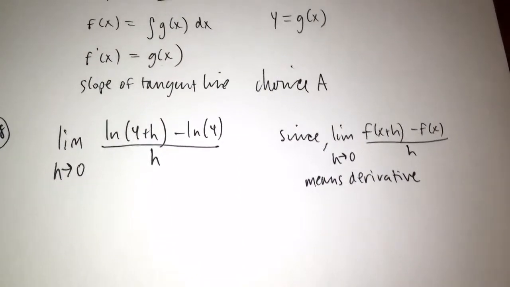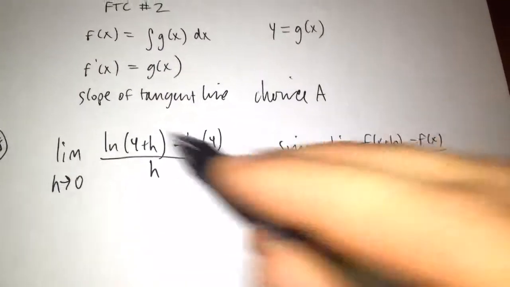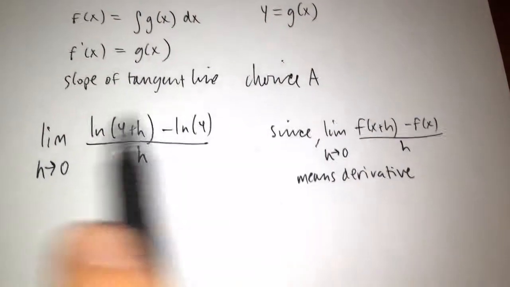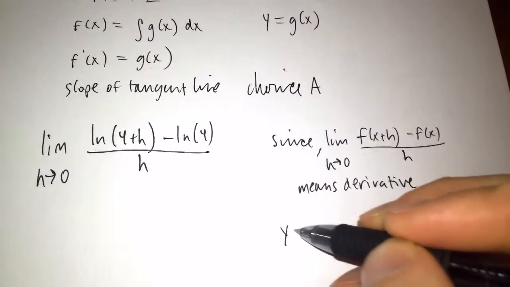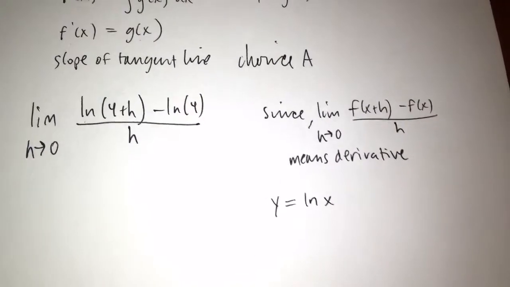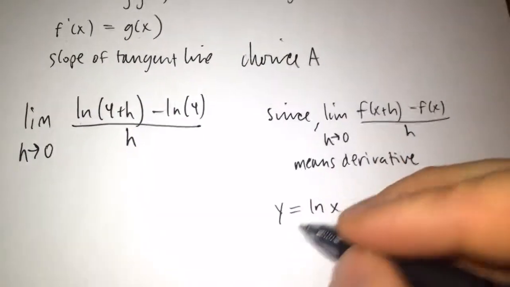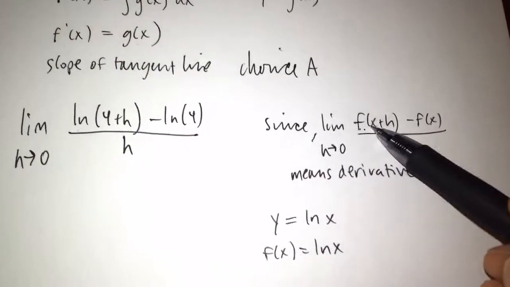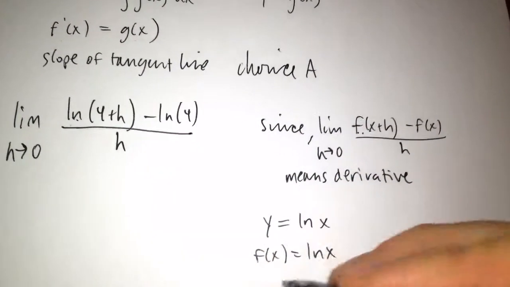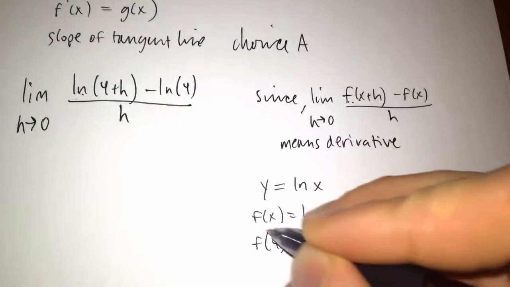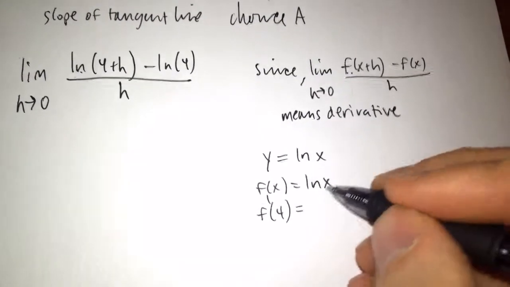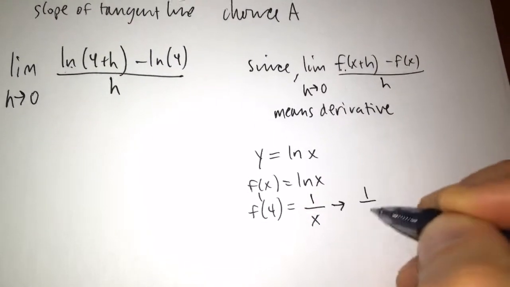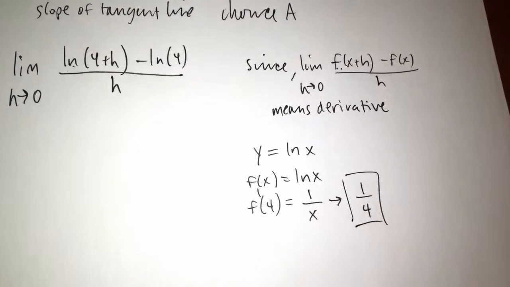For number 18, they want you to evaluate this expression. Since this setup basically means derivative, what they're saying is that y is equal to ln x. The function is ln x. They want you to find the derivative of the function ln of x at the x value of 4. Since we know the derivative of ln x is 1 over x, I'm essentially just going to do 1 over 4. Your answer is choice B.